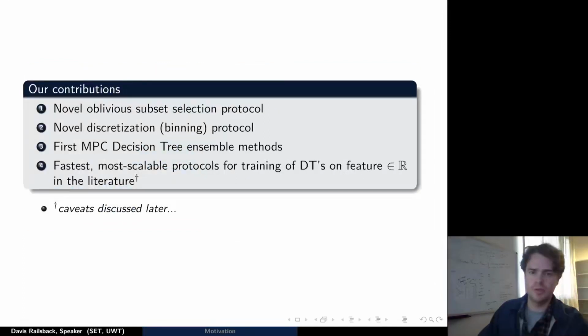Concretely, what we contribute in this paper is a novel subset selection protocol, which is a method by which we convert the entire data set into random subsets that can be used to train trees within an ensemble. As I referenced above, we have a discretization protocol that we convert into MPC for turning real-valued data into categorical data. And to our knowledge, this is the fastest implementation of decision tree training on real features that currently exists in the literature.